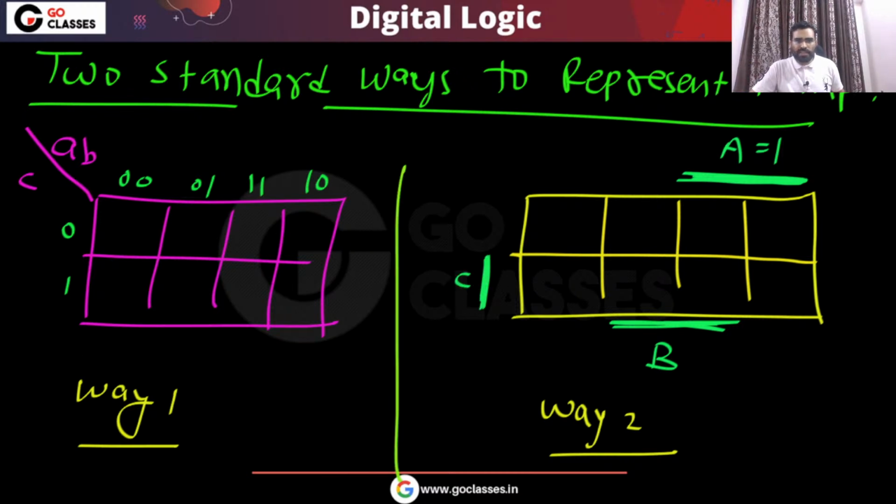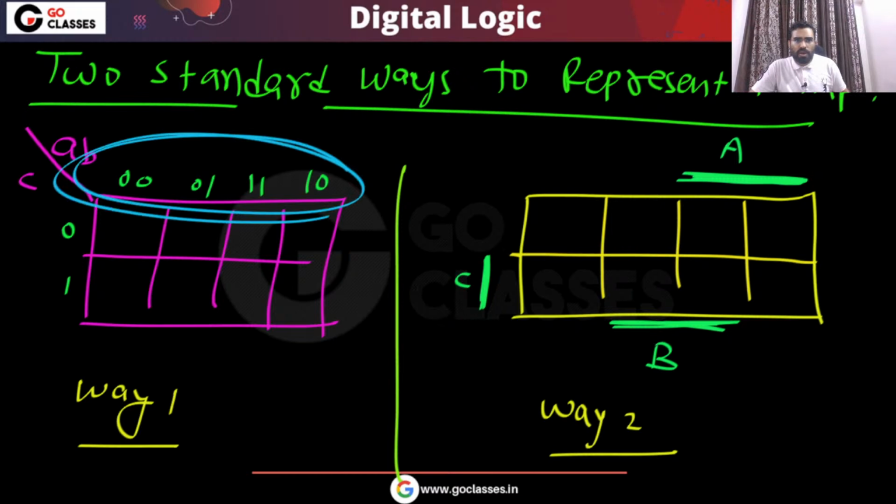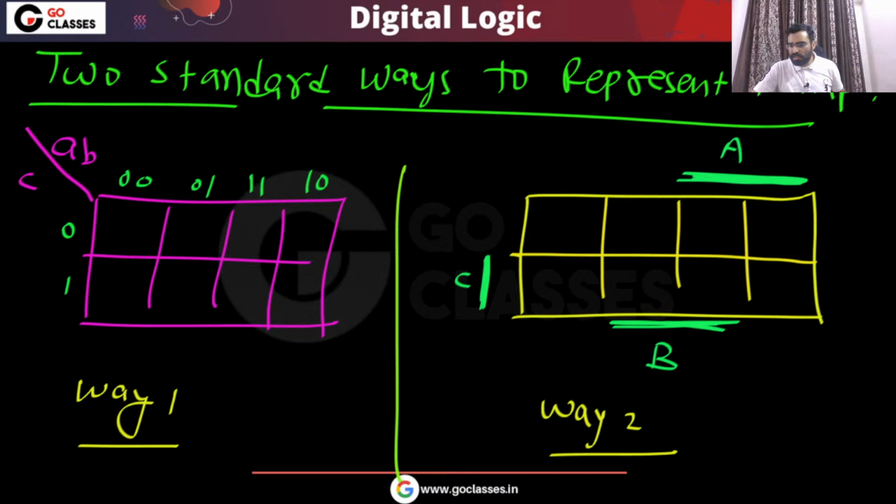So these are the two representations. Is this clear? But remember, they will not write the code, they will simply write A, B, C. It simply means that here A is 1, here B is 1, and here C is 1. So either they can give you this representation or that one. In the standard resources, both these representations are given.